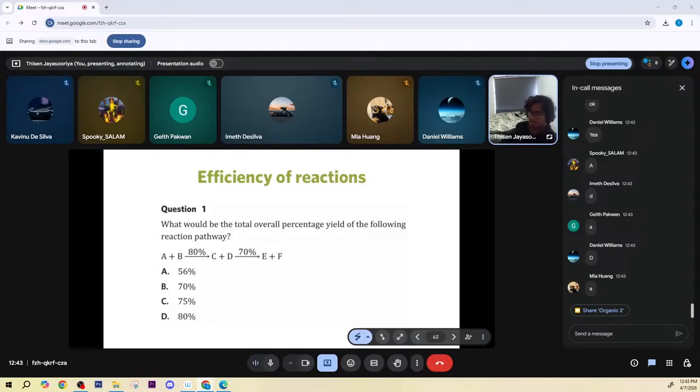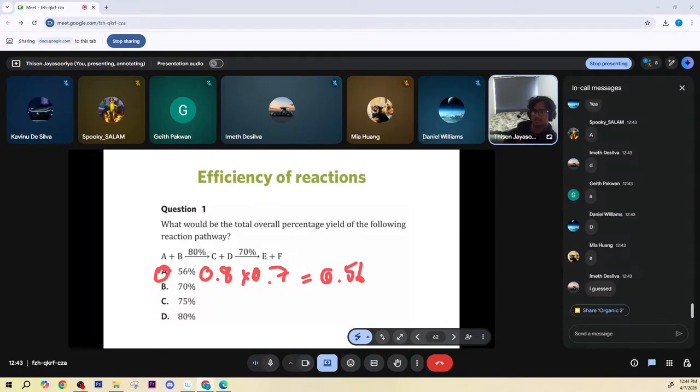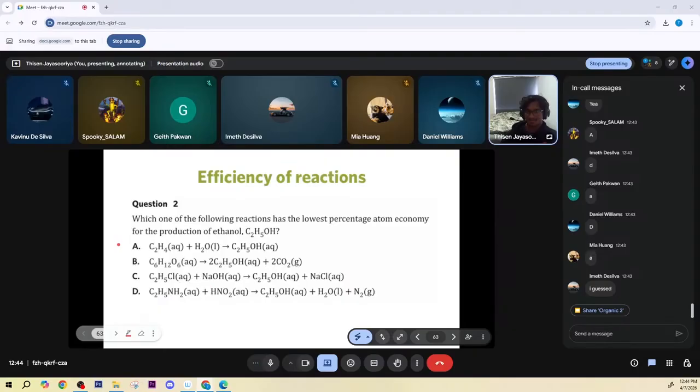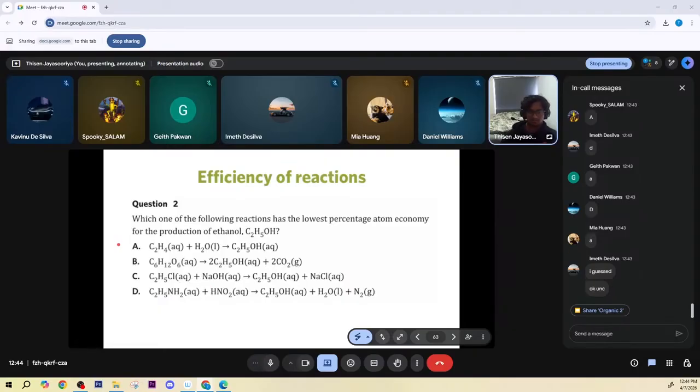Emeth, can you explain why you chose D? I guess the answer is A, because it's going to be the 0.8 times 0.7, which is equal to 0.56. Remember, you have a calculator for this, so you don't have to do it in your head. I'll come back to this one, yeah?